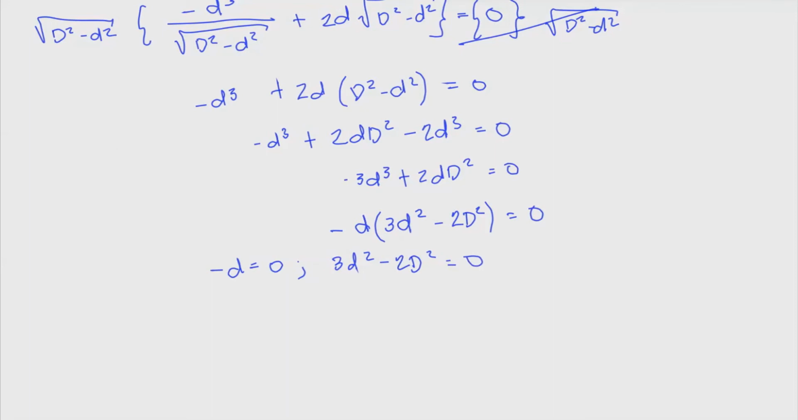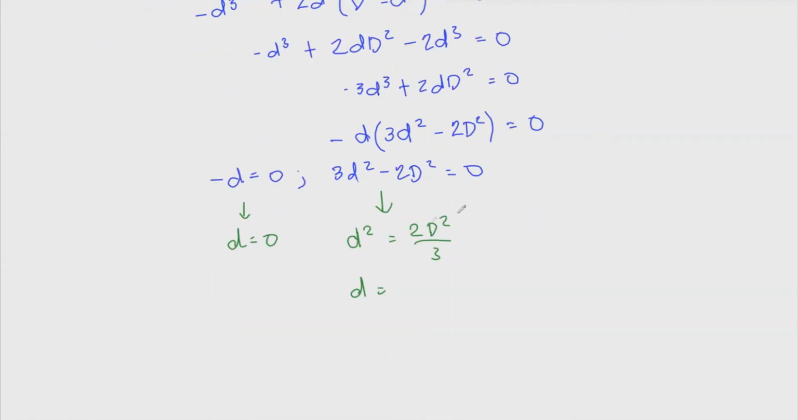Now from this expression, let's use another color. So from this expression, we know that d is equal to 0. And then from this expression, we know that small d squared is equal to 2 capital D squared over 3, which gives us the value of the diameter in terms of the diameter of the sphere. That is simply equal to the square root of 2 over 3 times capital D.